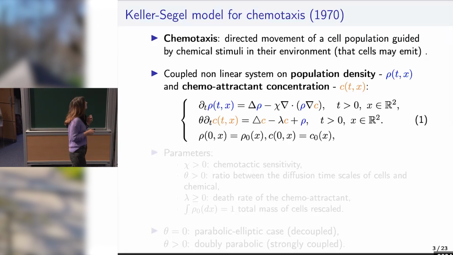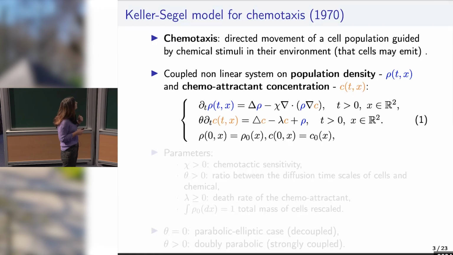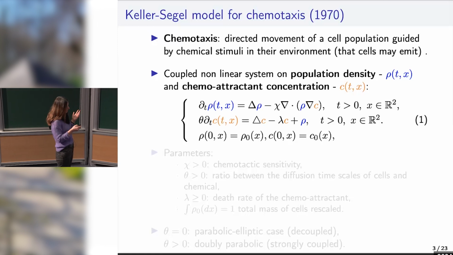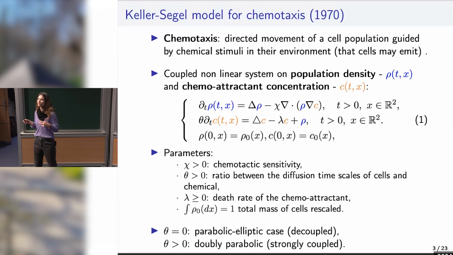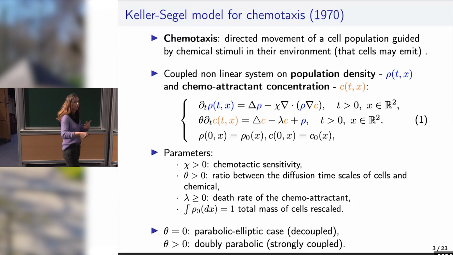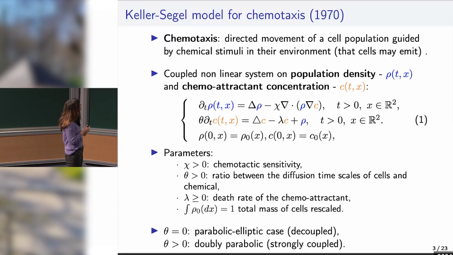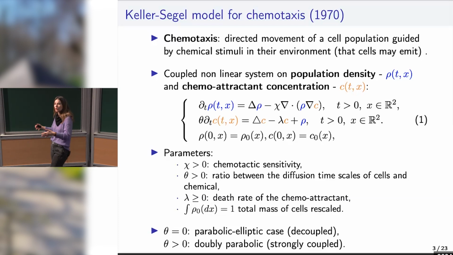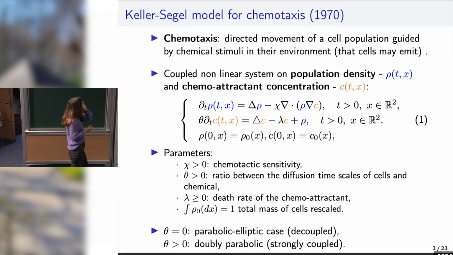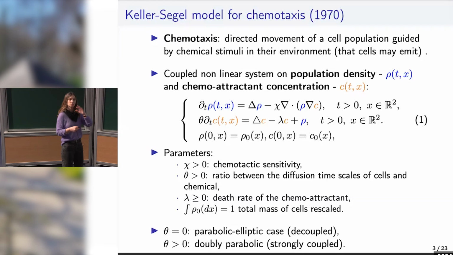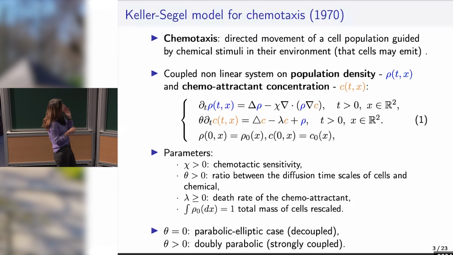Here you have many parameters to talk about, but basically the most important one is this one here. This is called the sensitivity. It tells you how sensitive the population is to the chemical. The bigger it gets, the more quickly they get to the source of the chemical. It's going to be very important for the discussions, so keep in mind that that's basically in front of the drift.